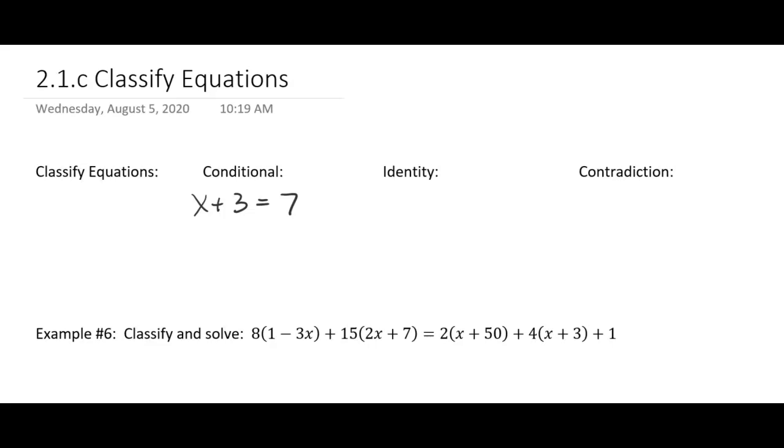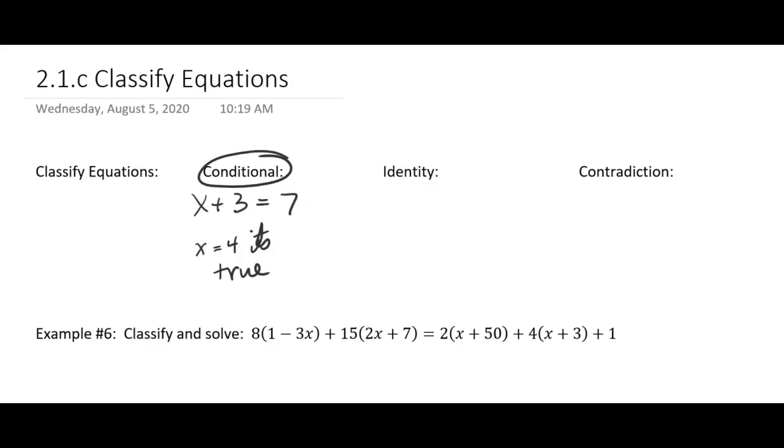That statement's only true if x equals 4. And so there's one solution to that equation, and it's not a true equation or a false equation. It's dependent on the value of x. If x equals 4, it's true. If x equals something else, then it's not true. And so it's called a conditional equation because it's based on the condition of x.